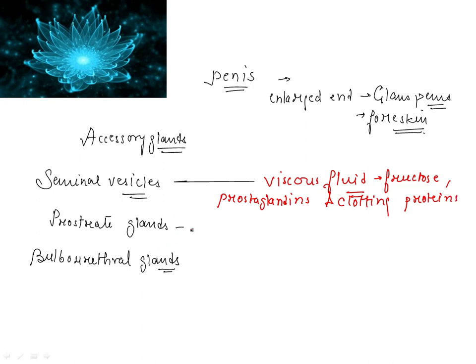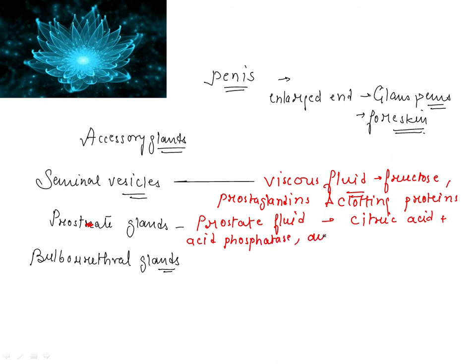Prostate glands secrete the prostate fluid. It consists of citric acid along with a number of enzymes. You can write them as acid phosphatase, amylase, pepsinogen. They also secrete prostaglandins.